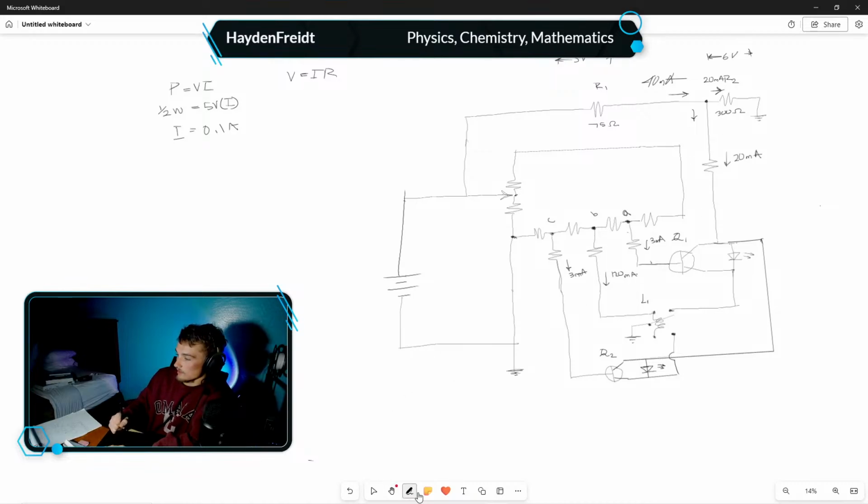So that's why I don't want this. Oops. I don't want that resistor. I'm just going to run it like this.